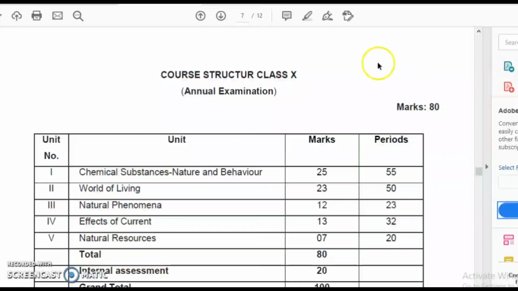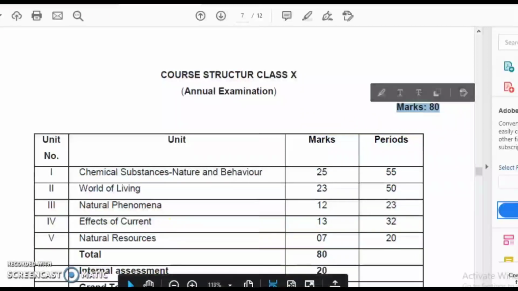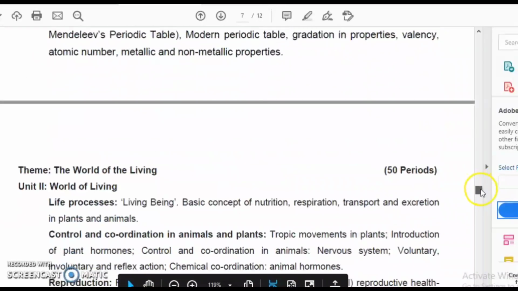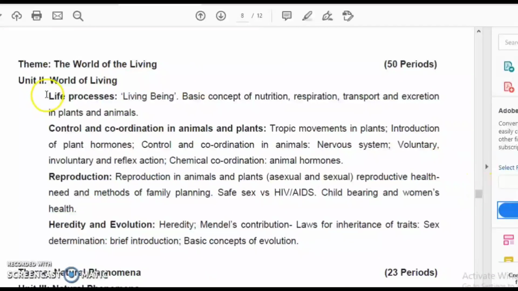So right in front of you, I have the course structure of class 10th as simply downloaded from the CBSE website. This is for 2020-21 and we see that there are a total of 5 units. 80 marks are reserved for your written examination and 20 marks are reserved for the internal assessment. So we have the world of living and natural resources, the two units under which the biology chapters will be distributed. And as you can very clearly see, we are going to start with the first chapter today, which is life processes.